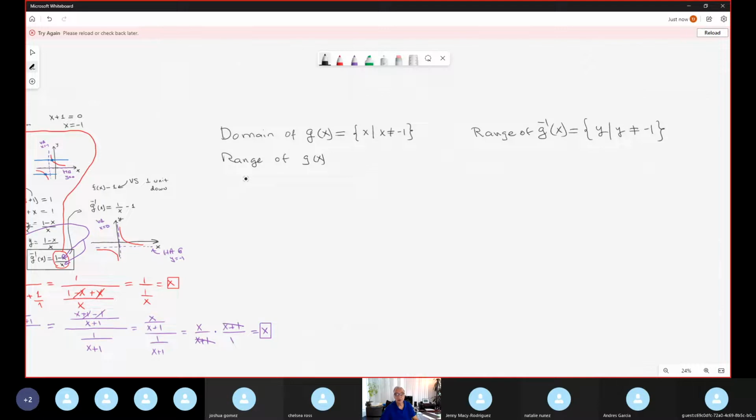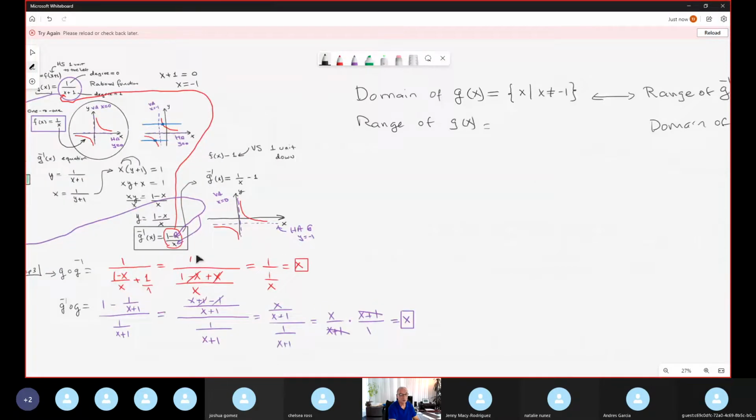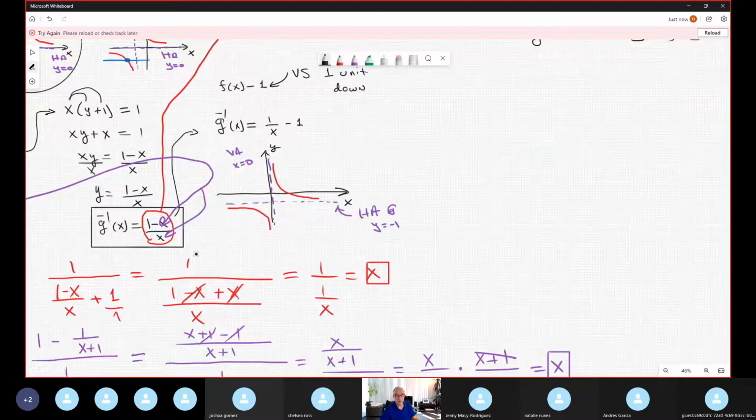and now the domain of inverse. Remember, domain of this is equal to the range of this, and domain of this is equal to the range of this, but I have no idea what is the domain of G inverse, but I am looking at this expression. It's easy. The expression for the G inverse is 1 minus x over x.